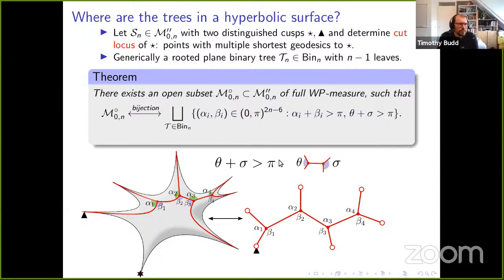No, so one would expect that all these angles really disappear in the scaling limit. So everything that we find in the scaling limit is just the Brownian snake.